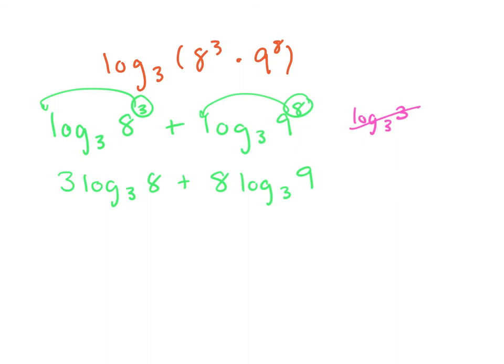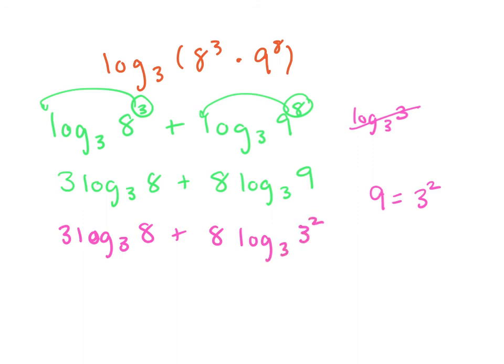You can make the right one the log base 3 of 3. Yeah, we can change 9 to look like a 3 and make it 3 squared, because 3 squared is the same thing as 9. So the first one stays the same. This would be 3 log base 3 of 8 plus, now we're going to change this to 3 squared. So we just changed the 9 to 3 squared.